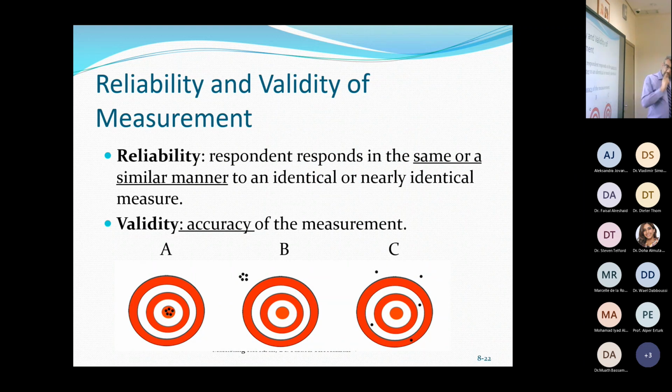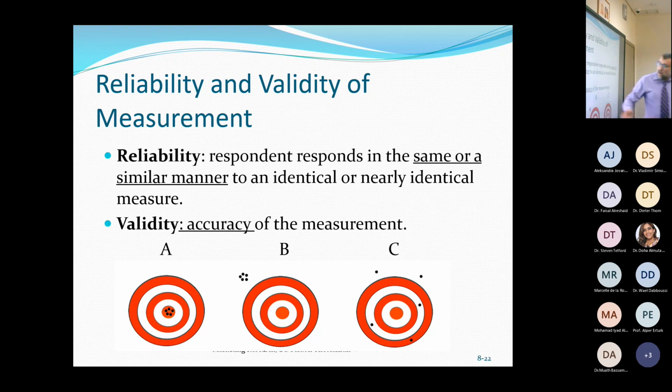Another example would be you have, let's say, a friend, and this friend is always telling lies to you. So if your friend is always telling lies to you, is he reliable? In telling lies, yes. Exactly that. In telling lies, he's very reliable. He's consistent in lying, but is he valid? No, because he's not telling the truth. So he's invalid, but reliable.